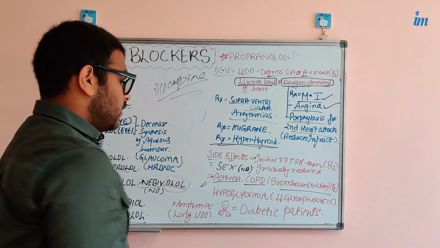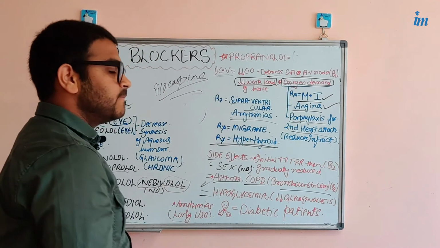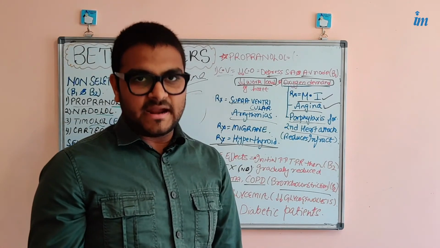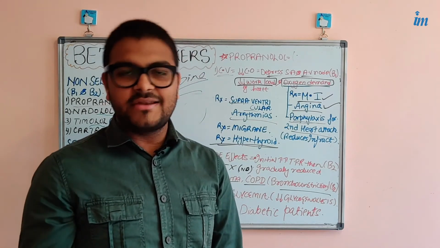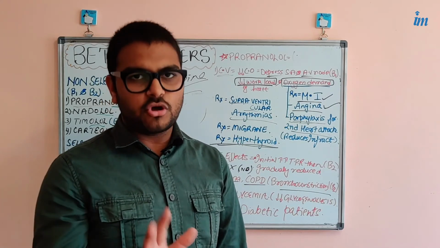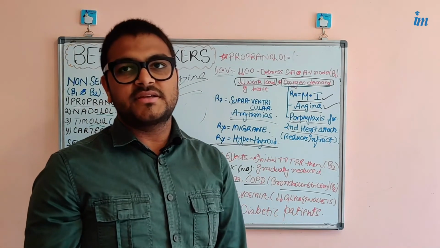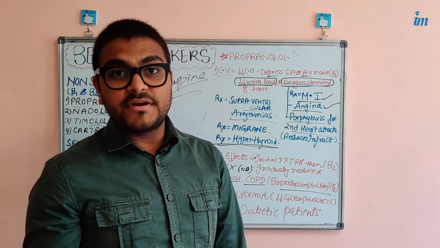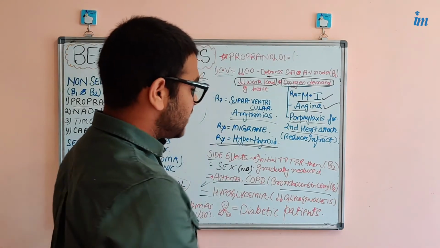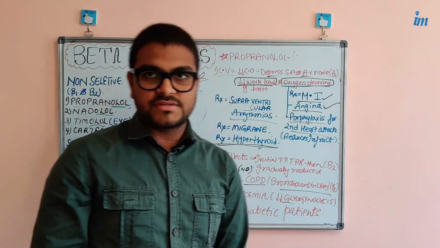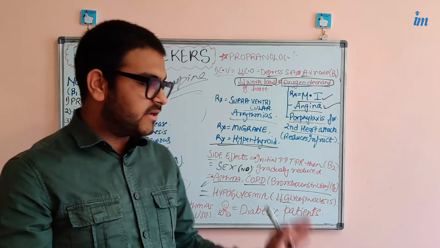Then the other side effect is hypoglycemia, because we know that normal sympathetic activity increases glycogenolysis and gluconeogenesis, and increases the glucose level in the blood. A beta blocker blocks this sympathetic stimulation, so there will be reduced glycogenolysis and gluconeogenesis. Because of this, there can be a reduced level of glucose in your blood.